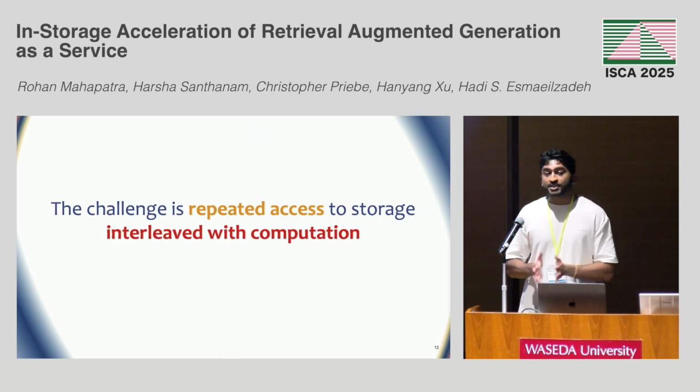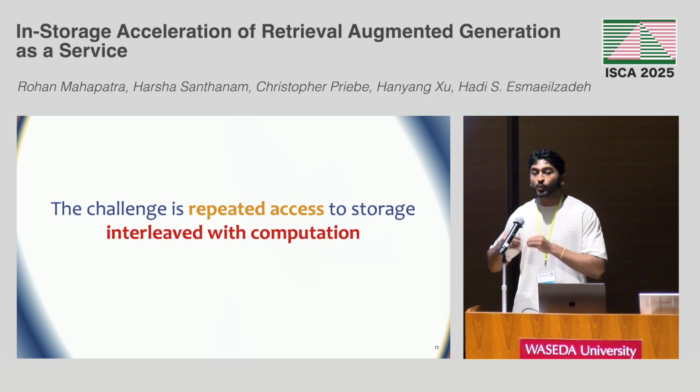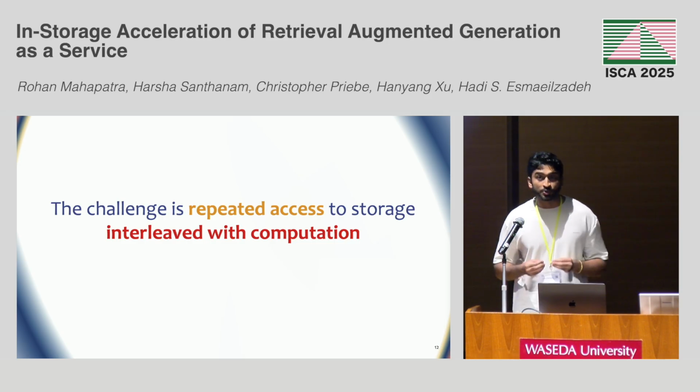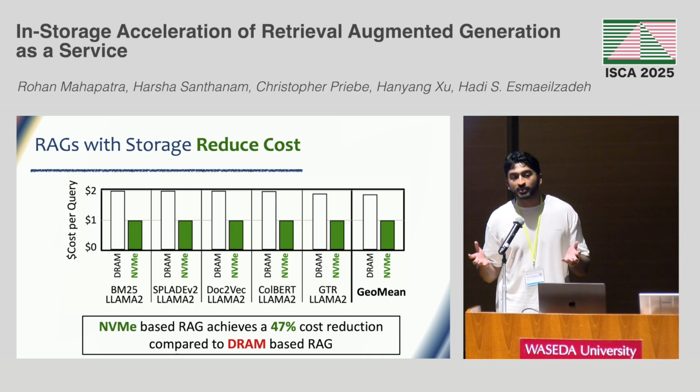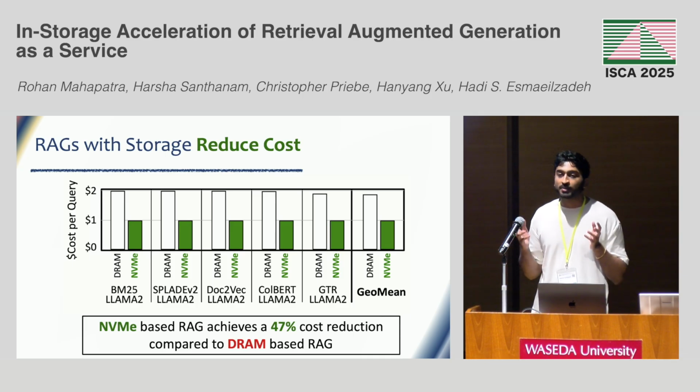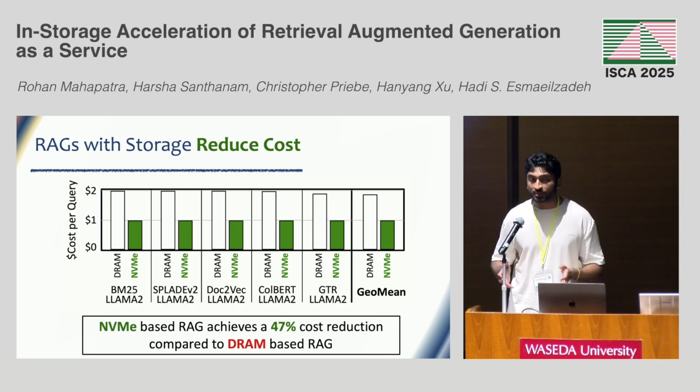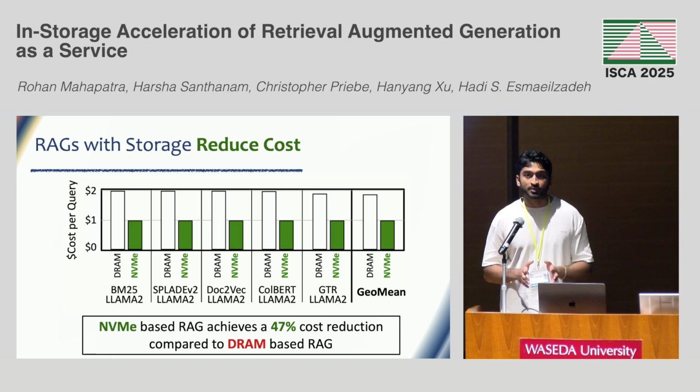I want to emphasize here that the challenge was the interleaved storage accesses with computations we saw in the search and retrieval phase. One way of solving this is to store your entire database in DRAM. This is great if your database is small, but it's not a scalable solution. Moreover, it is not a cost-effective solution.